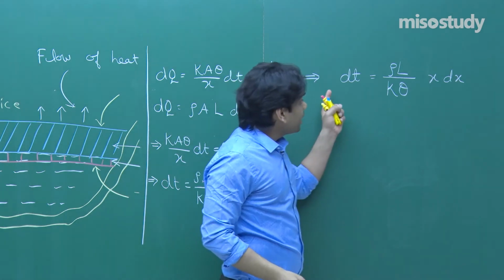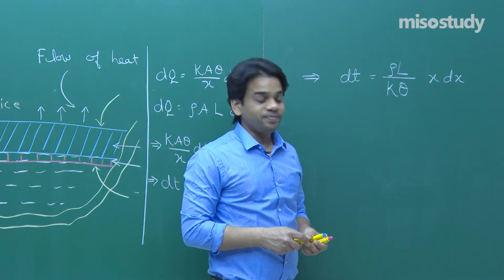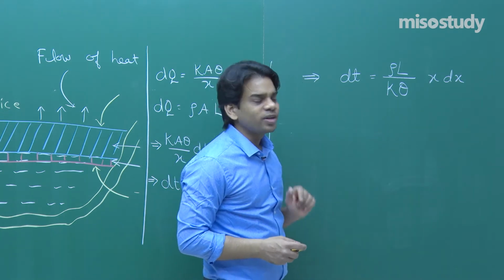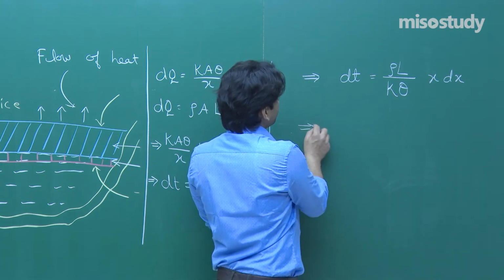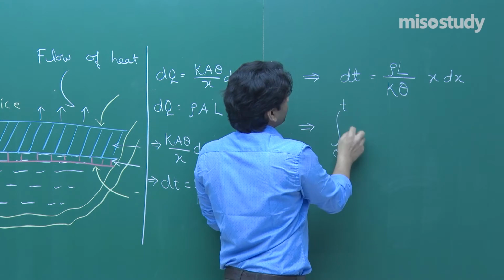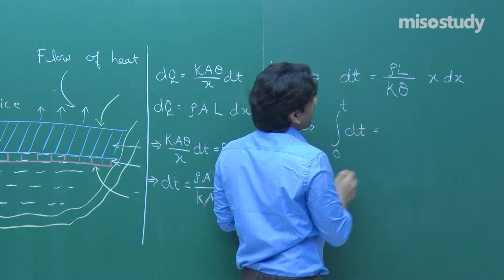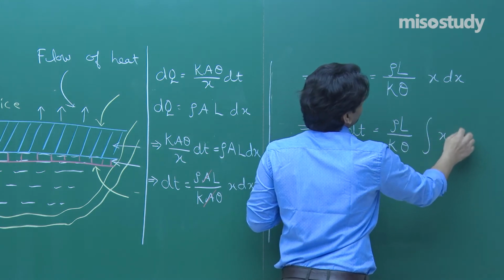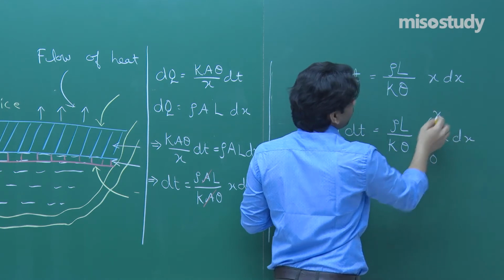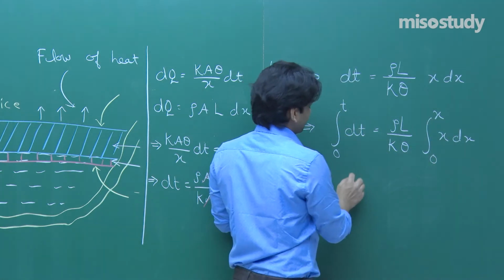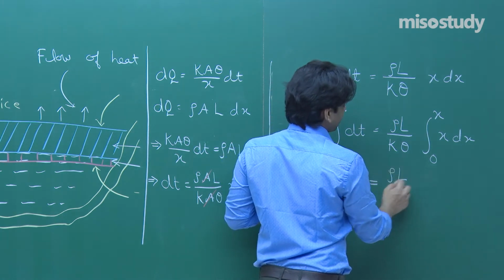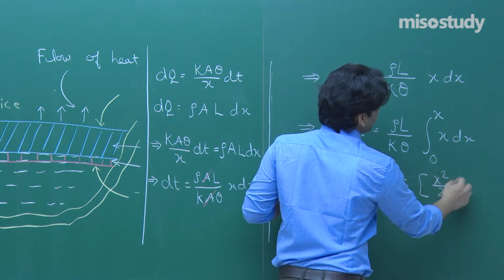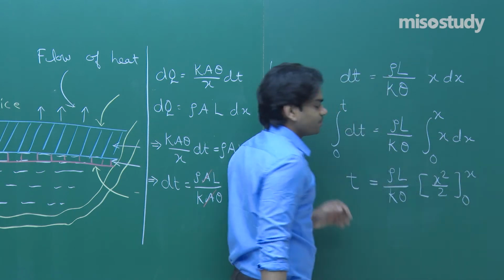Now, if we integrate within proper limits, we will get a final relation between time and the thickness of the layer formed. From time 0 to t, if I integrate dt in this equation, I'm going to have rho L by k theta as constant, and x dx from 0 to any finite value of x. So we are going to have t is equal to rho L by k theta, integrate this, you will get x square by 2, from 0 to x.